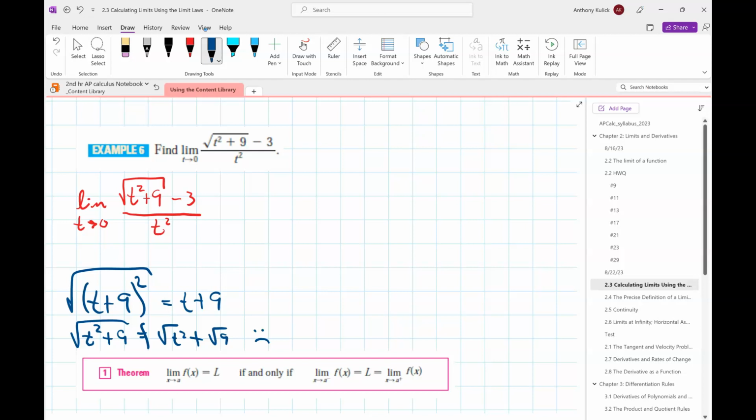Here's the trick. Nope. Yes, that's right. We're going to multiply by the conjugate. What do you mean by conjugate?